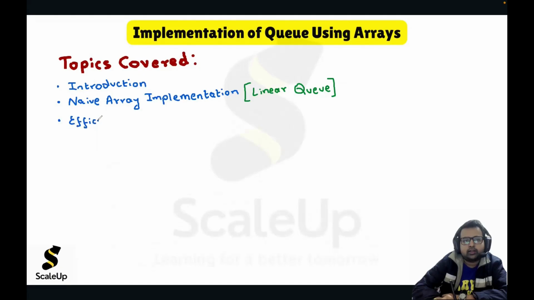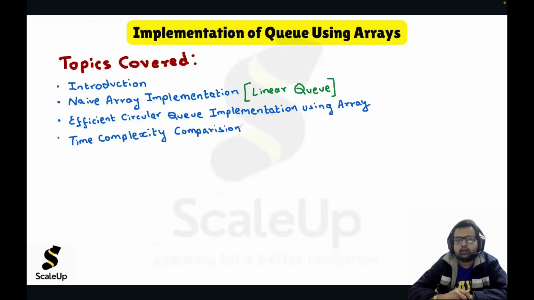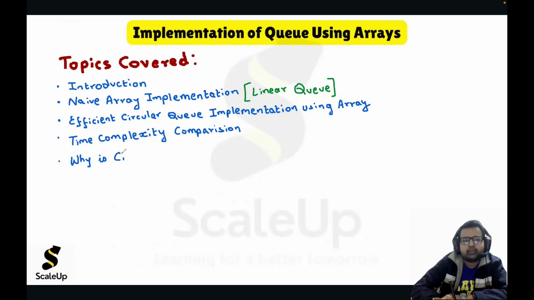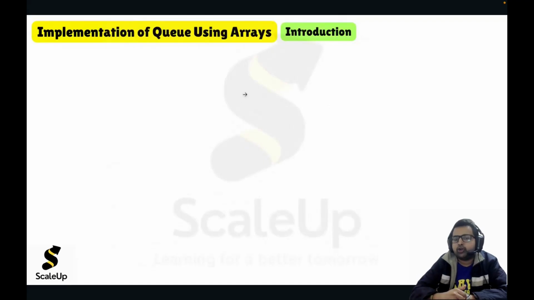Then we will look at efficient circular queue implementation using array. Then we'll compare the time complexity of both these approaches, linear queue implementation and circular queue implementation. And at the end of the lecture, we'll look at why circular queue is the best approach. All these topics we will be covering in this lecture one by one. So first, let's start with the introduction.